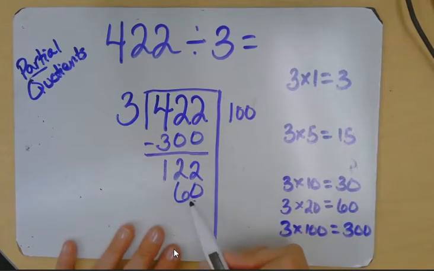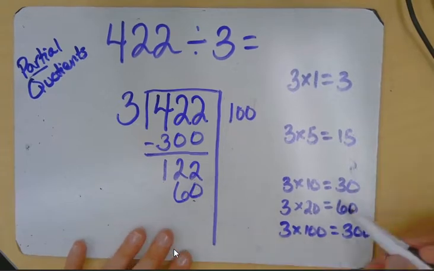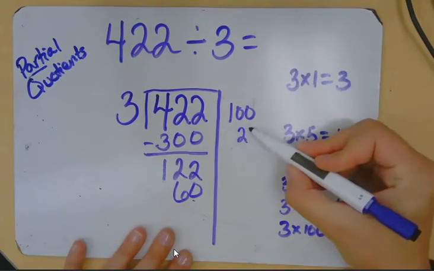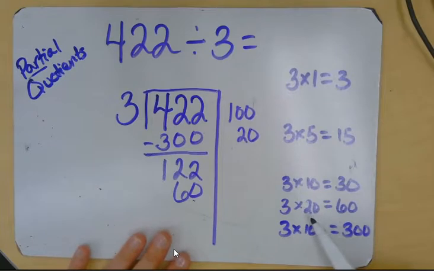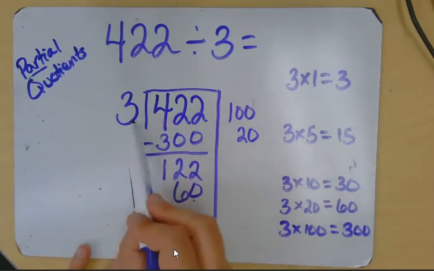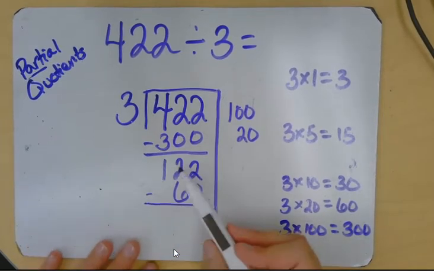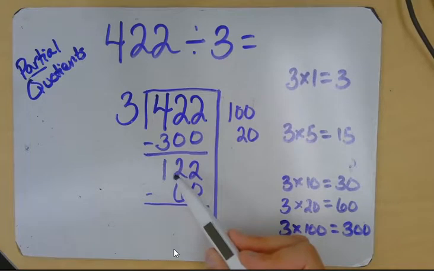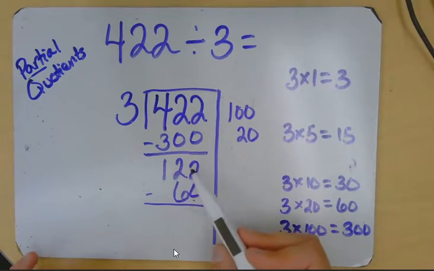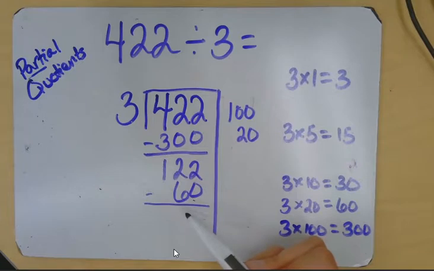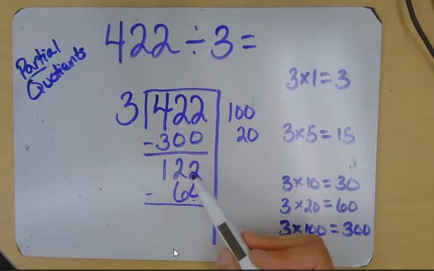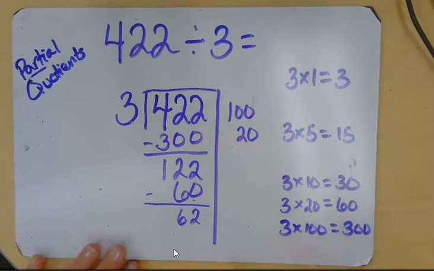That's a little bit closer to this, so I'm going to go ahead and use that 60 over here. I'm going to take those 60 tallies away from 122. That means that I used 20 in each circle, and there were 3 circles. So 3 times 20 is 60. If I take 60 away from 122, that's going to give me 62. Then if I continue and take another 60 away, I'm left with 2.